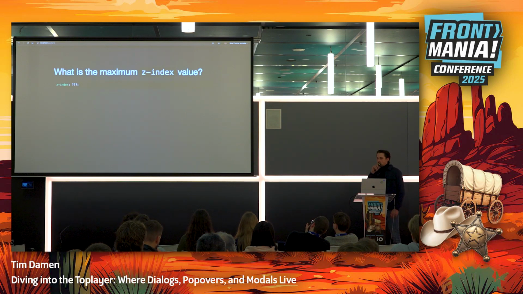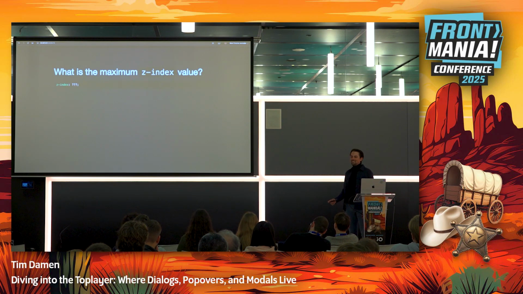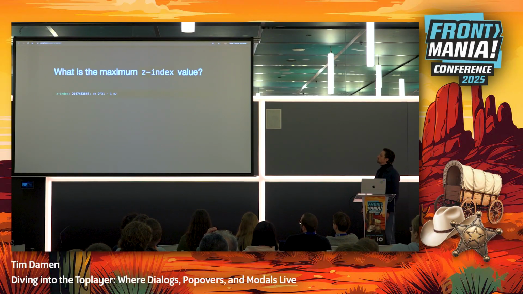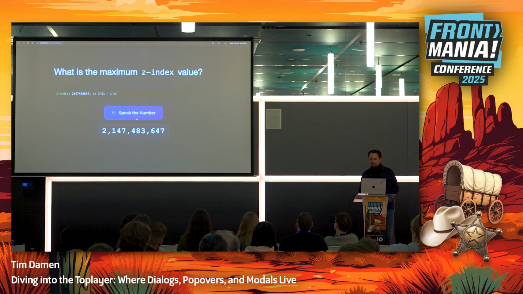Does someone know the maximum value of the z-index? Any guesses? No. This is the maximum value, this number. Can anyone pronounce this? No? I brought some help, sponsored by AI. 2,147,483,647. This is the maximum z-index. So if you reach this number, you're at the end. You're out of luck. So we'll keep it at 2 billion.